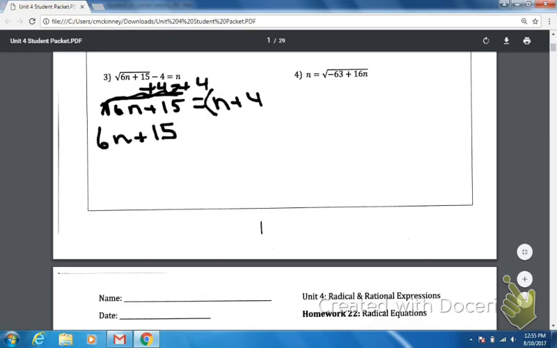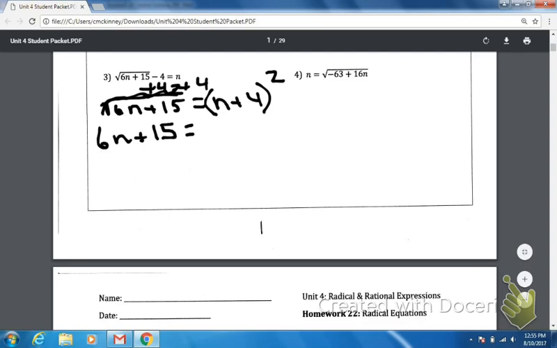What about over here? When I square this, John? It becomes n squared plus 16. No, not quite. It becomes n plus 4 times n plus 4.